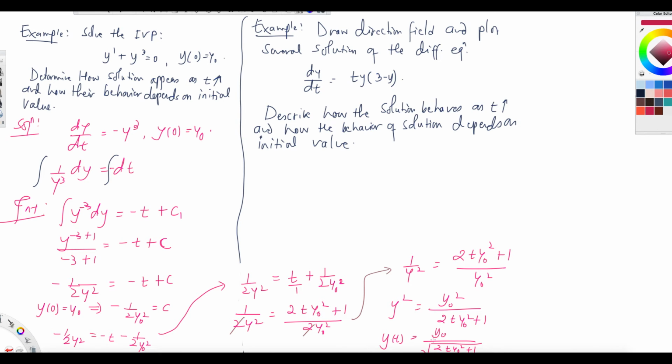Now what we want to do is, when t tends to infinity, what happens? When t increases, what happens to the solution? And it says, and how their behavior depends on the initial value.